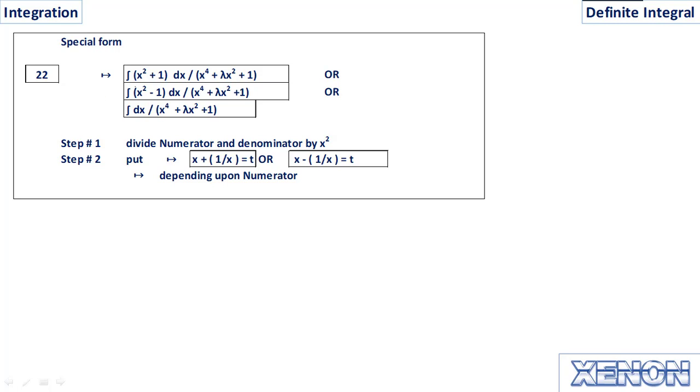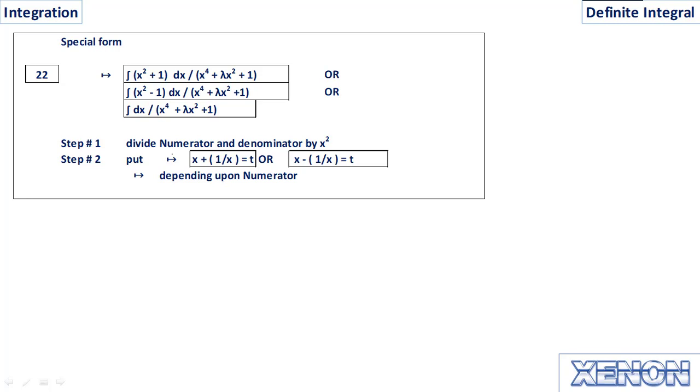In this special form, when we are getting the integrand in the form of x square plus 1 upon x to the power 4 plus lambda x square plus 1, or x square minus 1 upon x to the power 4 plus lambda x square plus 1, or 1 upon x to the power 4 plus lambda x square plus 1, we will divide both numerator and denominator by x square, and we will put x plus 1 upon x equals t, or x minus 1 upon x equals t, depending upon the numerator.